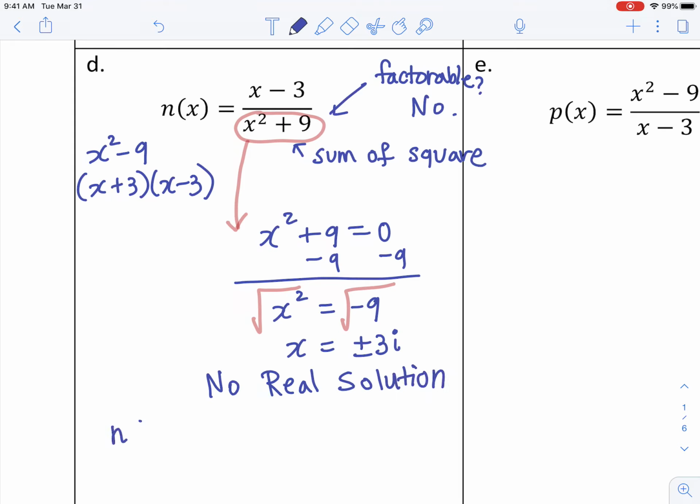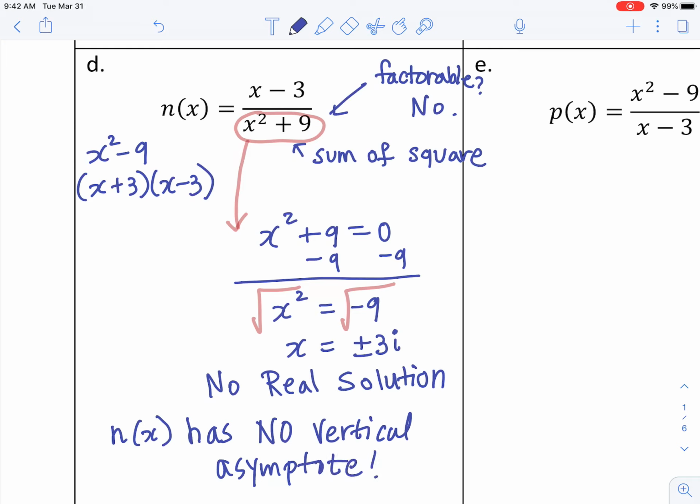So what we're going to tell them is that n of x has no vertical asymptote, okay? Now, I do want to see what it looks like, so let me try to graph this with you.